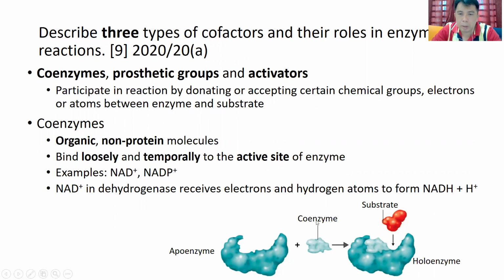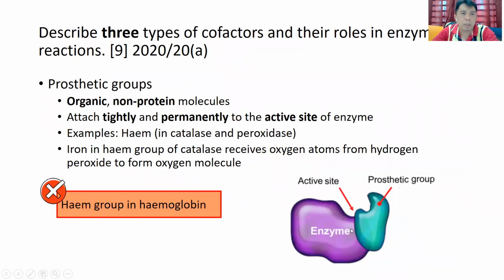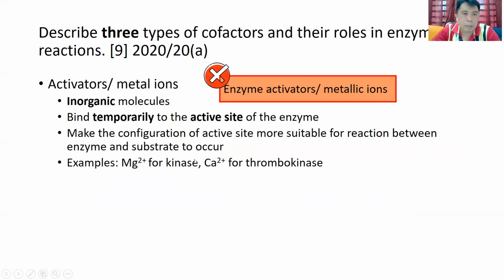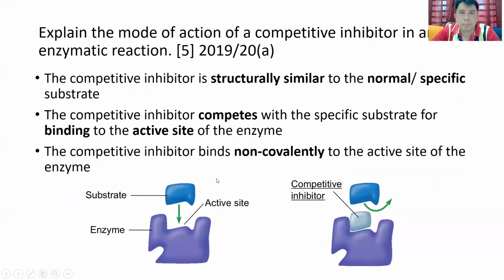Okay, so the coenzyme combines with the apoenzyme to have the holoenzyme, the functional enzyme. This one I think you should know. Prosthetic groups attach tightly and permanently, so the same. Here we look at iron in the heme group of catalase, which receives oxygen atoms from hydrogen peroxide to form an oxygen molecule. So not in hemoglobin again, we talk about enzymes. Then the activator metal ions, same. So magnesium ions for kinase and calcium ions for thrombokinase. Just one is enough. One example for each cofactor.